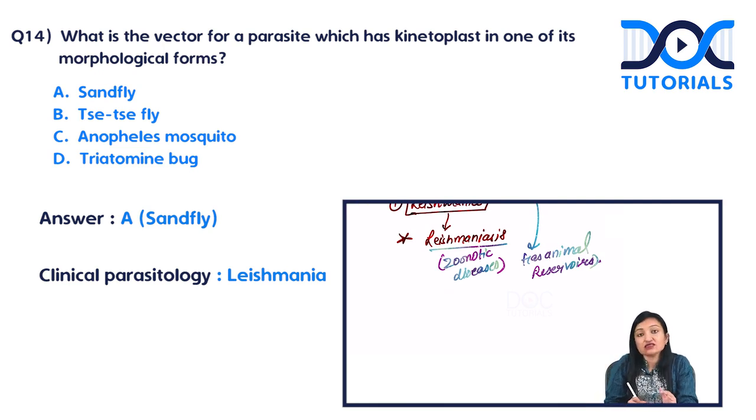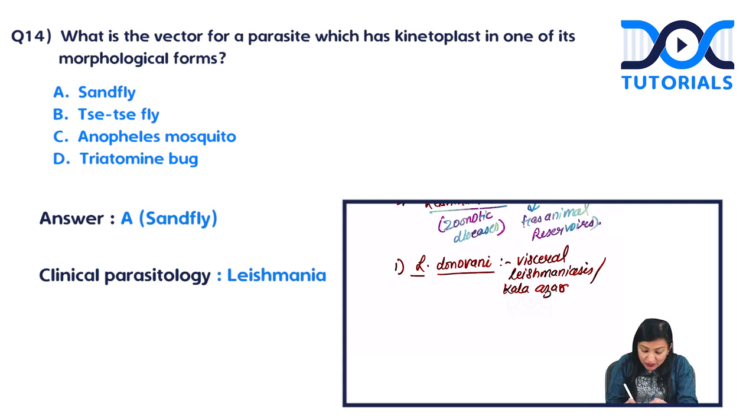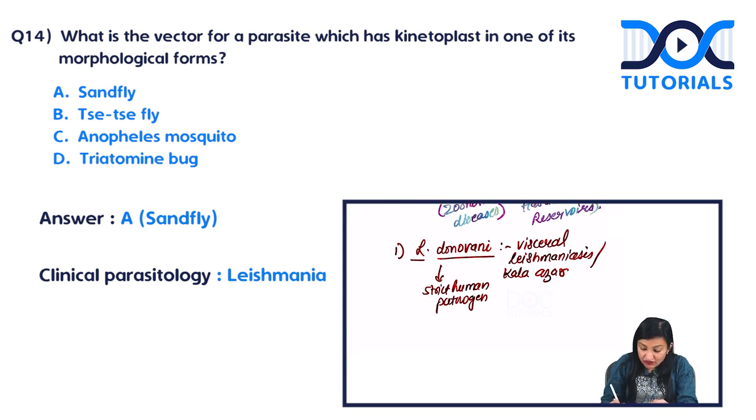See, as far as the species of genus Leishmania are concerned, the most important for us is Leishmania donovani. It causes visceral leishmaniasis, also known as Kala Azar. Kala Azar is an internationally accepted term. Now, Leishmania donovani is a strict human pathogen. So guys, this is an exceptional kind of leishmaniasis: visceral leishmaniasis is not a zoonotic disease. There is no animal reservoir for Leishmania donovani. It is therefore not a zoonotic disease.